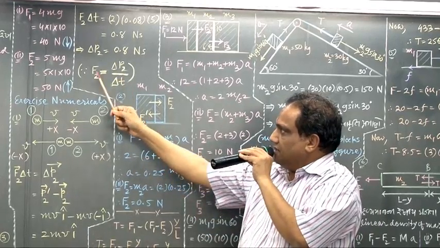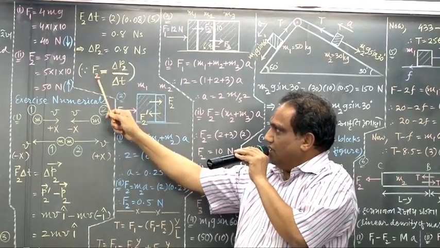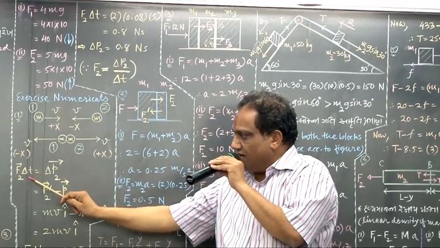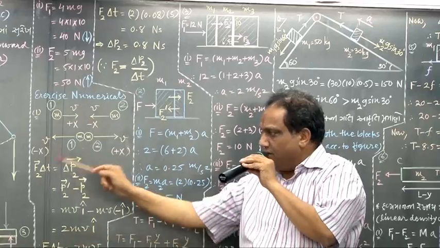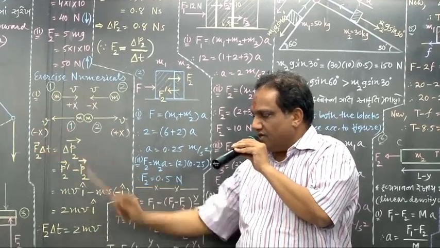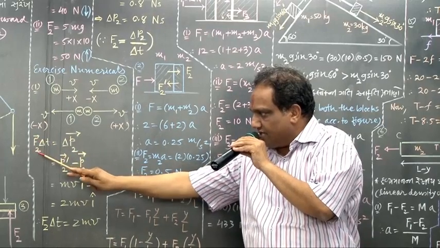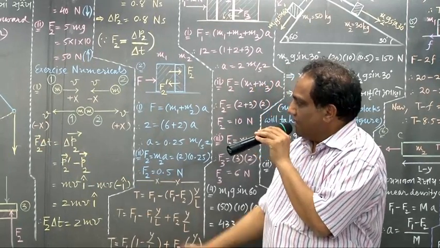Now take this delta t here. So F2 into delta t will be what? Impulse of force. Force into time is the impulse of force. This is the impulse of force exerted on the second body. Let us find that out.